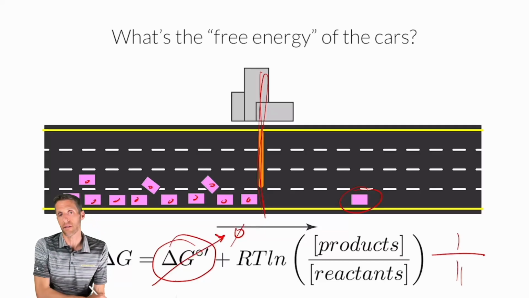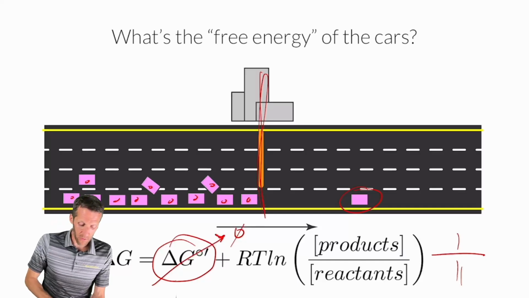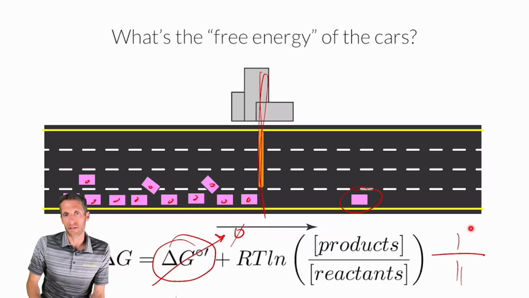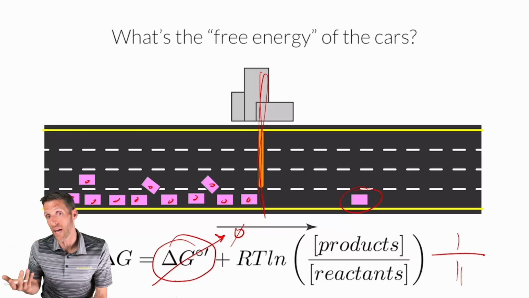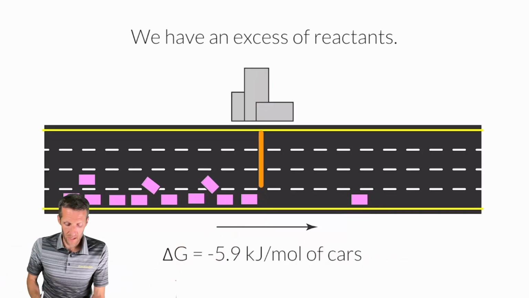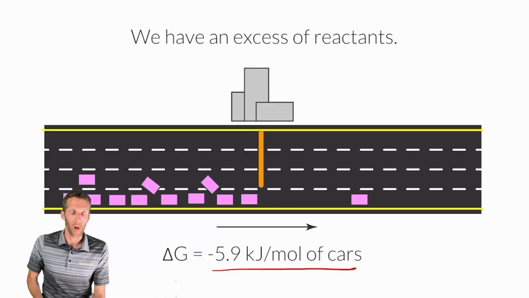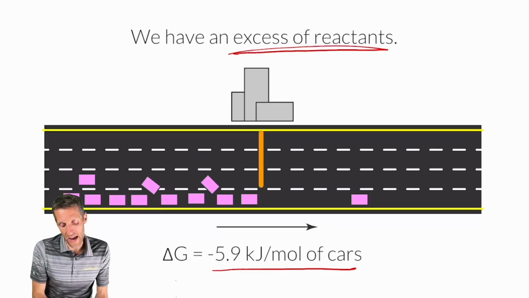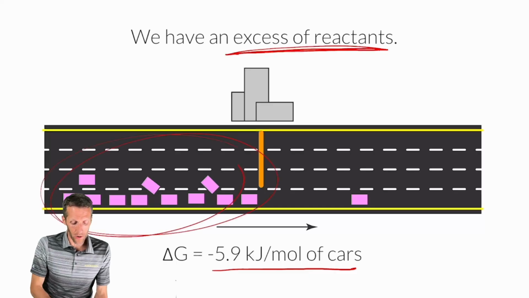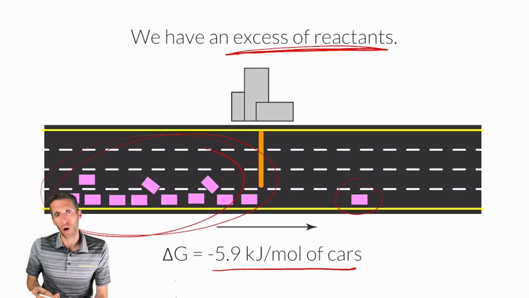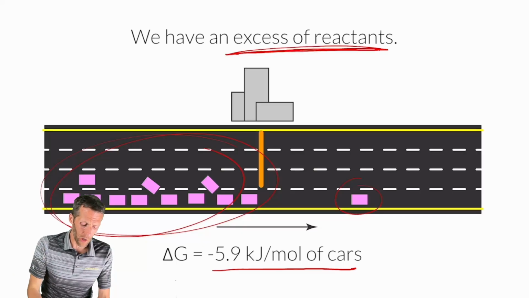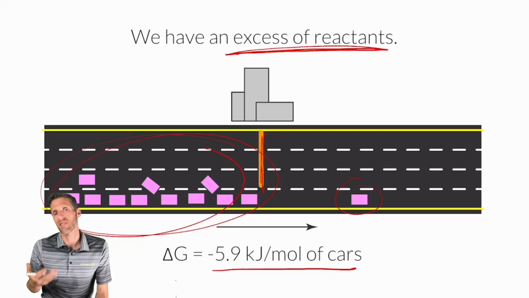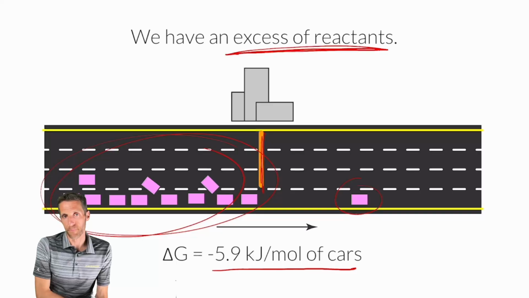We've got 11 reactants. We can look at this and say, oh, RT log of products over reactants, this number is less than 0. So this is going to be a negative number with a log. And indeed, if we plug those in, what we get is that we currently have a free energy of minus 5.9 kilojoules per mole, assuming our cars are at 298 Kelvin, whatever exactly that would mean. But overall, what this delta G is saying is that we have an excess of reactants, right? There's more cars over here than there are over here. And the reason there are more cars over there is because it's so slow to go through this closure, right? We've got all these closed lanes, so it just takes a long time for it to cross through this barrier.